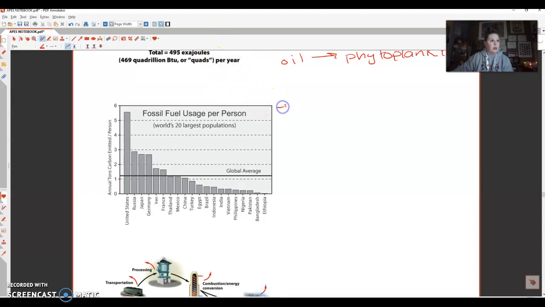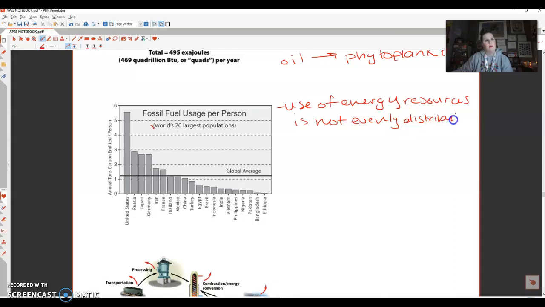Okay, so the use of energy resources is not evenly distributed. Well, you know, a lot of it does depend on wealth, guys. Developed countries use more. We can clearly see that from this graphic. So developed countries use more.